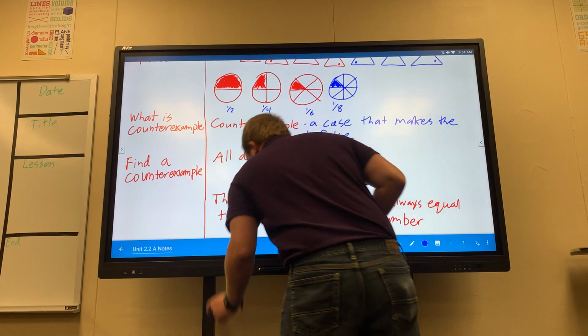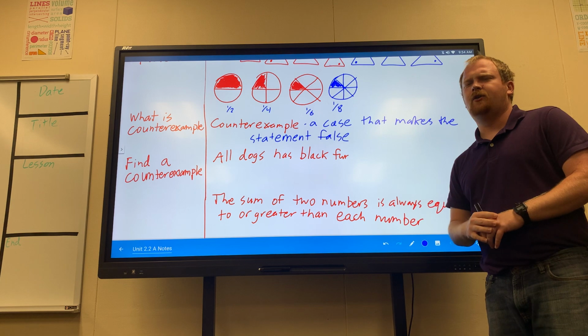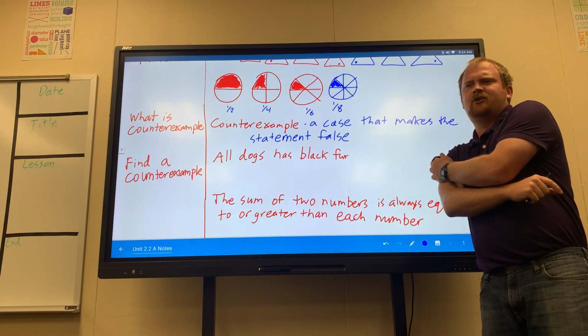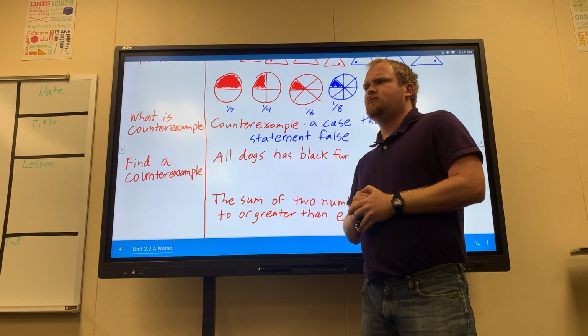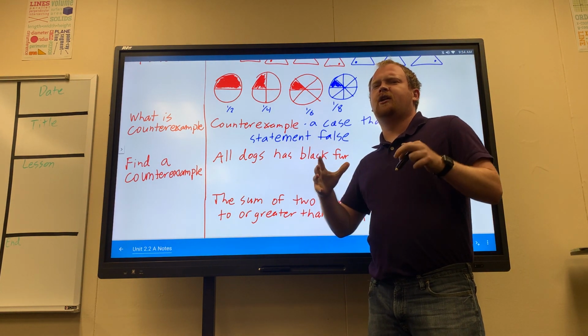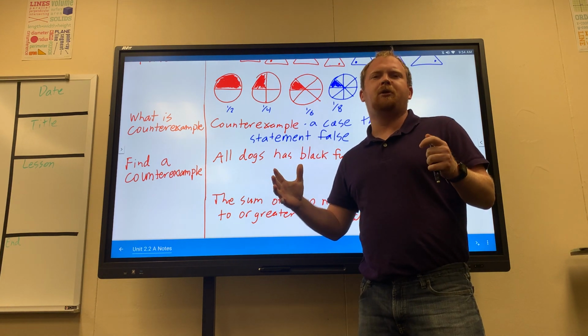Okay? It's just one case. One primary example, one good example to make the case false. And that's a counterexample. It's almost like if you say Odell Beckham Jr. is the best football player of all time.